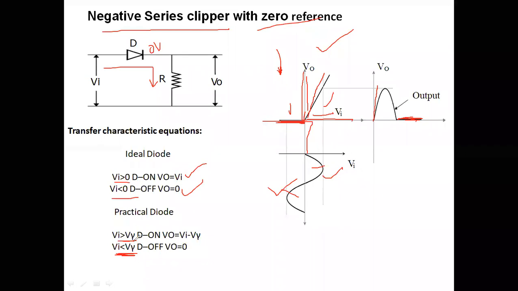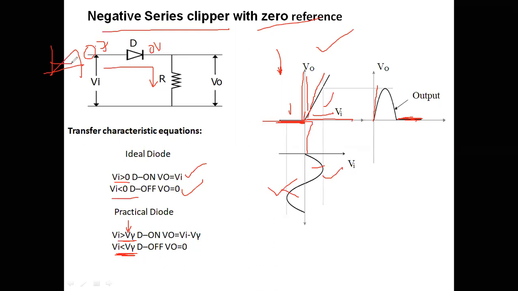But practically, you should not consider zero. You have to consider the cut-in voltage. When the input is greater than the cut-in voltage, that means greater than 0.7, I have taken it as silicon, the diode gets on. Below 0.7, the diode will be off. Even though it is a positive voltage, you are in the positive cycle only, but below 0.7, if I apply 0.6, 0.3, 0.2, the diode will be in the off state only.